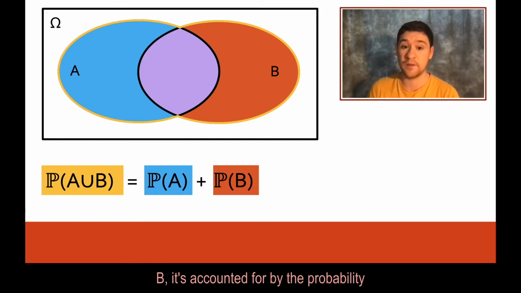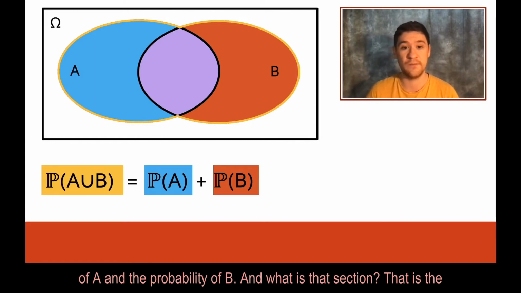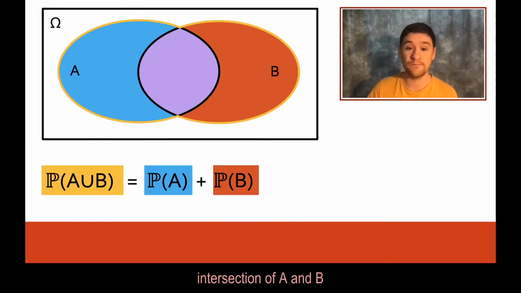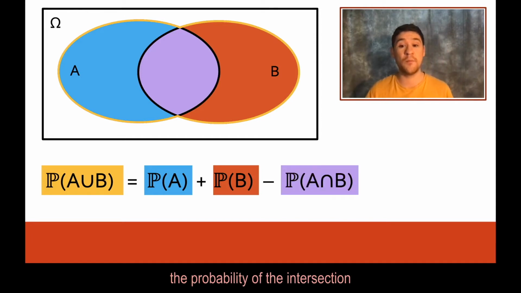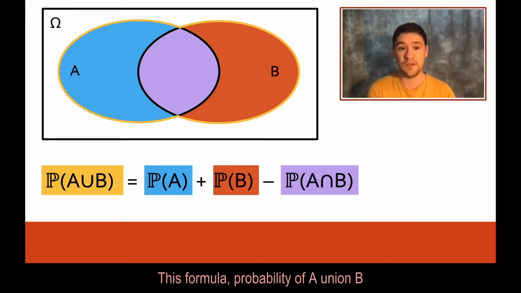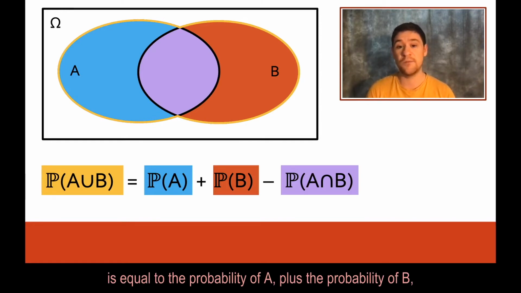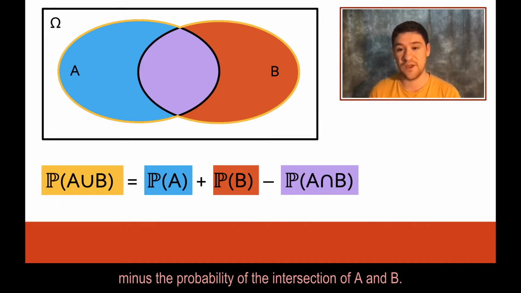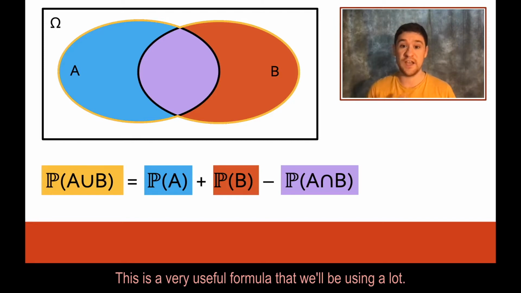It's accounted for by the probability of A and the probability of B. And what is that section? That is the intersection of A and B. So we need to take that away. The probability of the intersection of A and B. We need to take that away. And this formula, probability of A union B, is equal to the probability of A plus the probability of B minus the probability of the intersection of A and B. This is a very useful formula that we'll be using a lot.